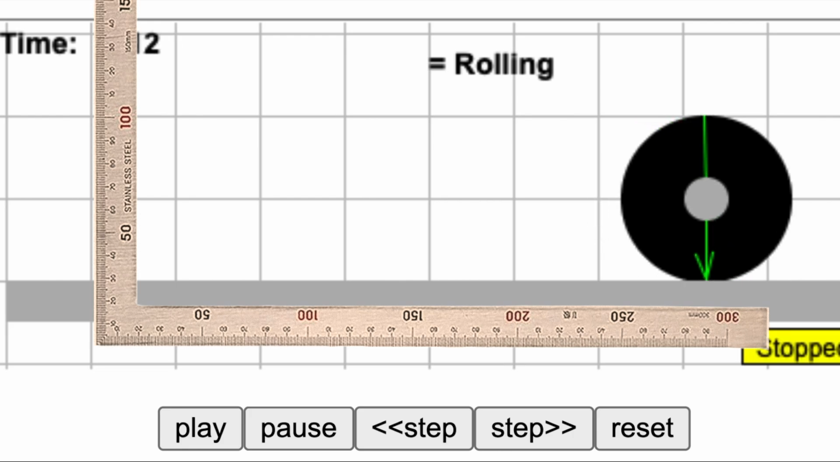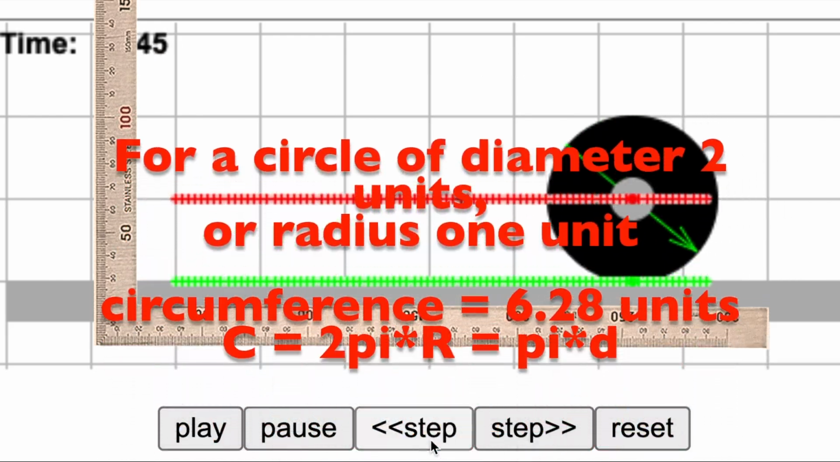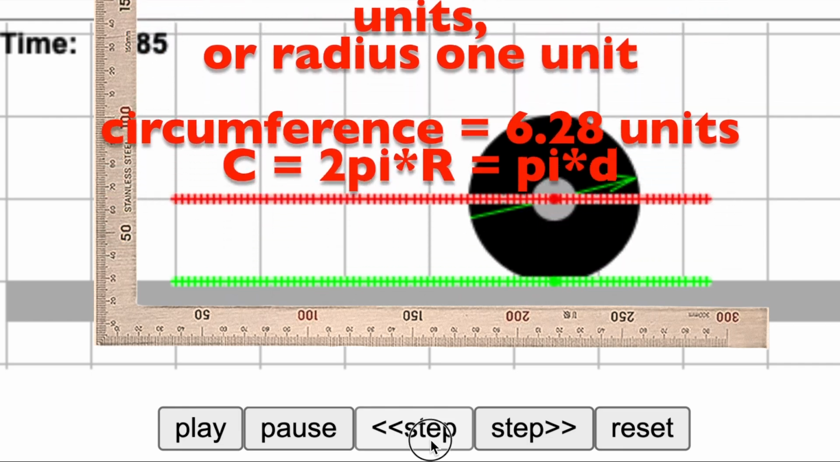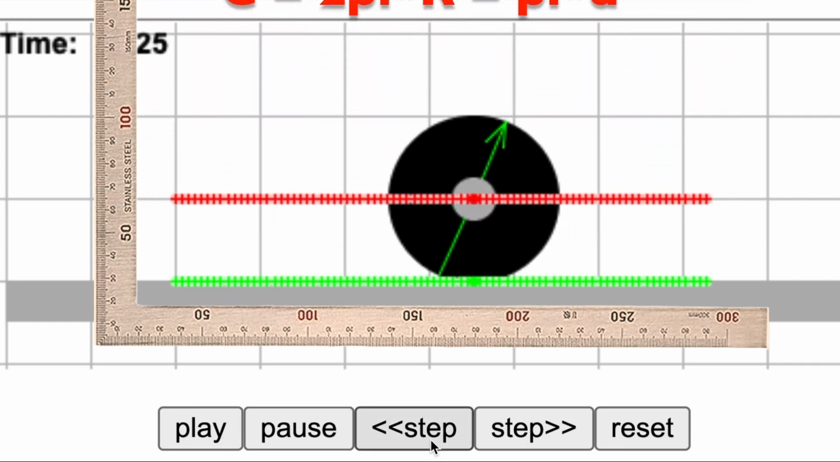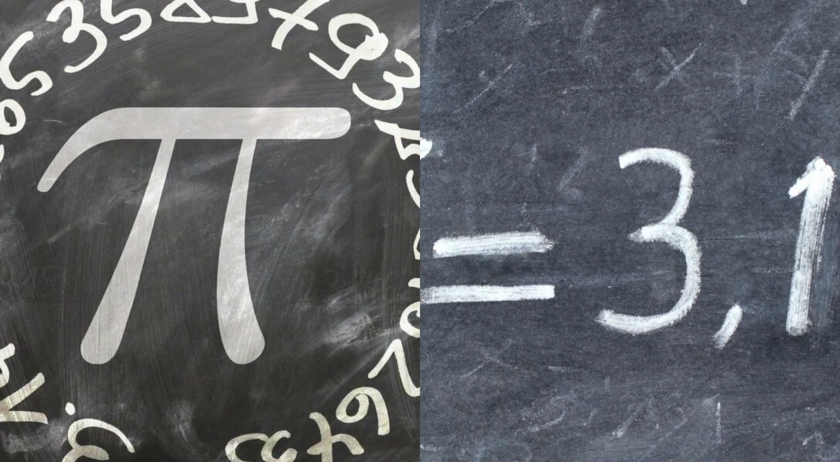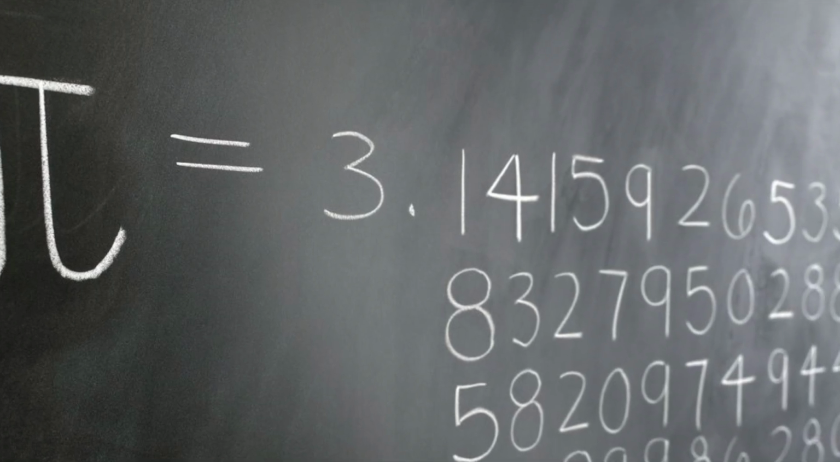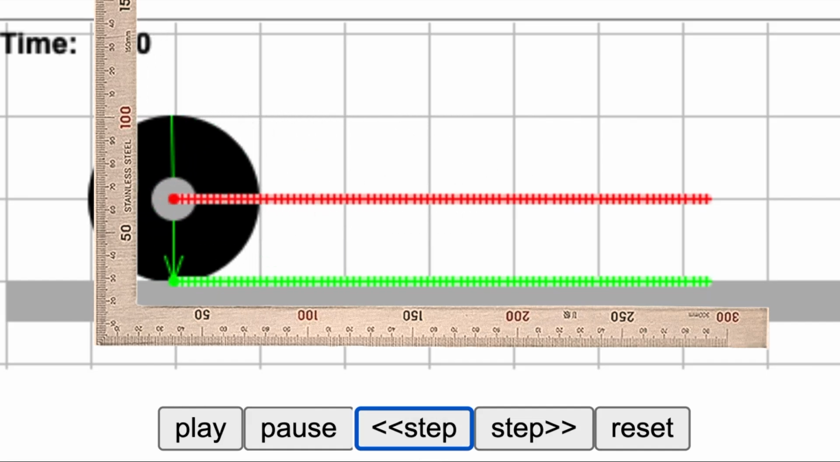So, the circumference equals 2 times pi times radius, or pi times diameter, where pi is a constant equal to approximately 3.14. Remember, pi is an irrational number. If you're curious, the first million digits of pi are quite fascinating.